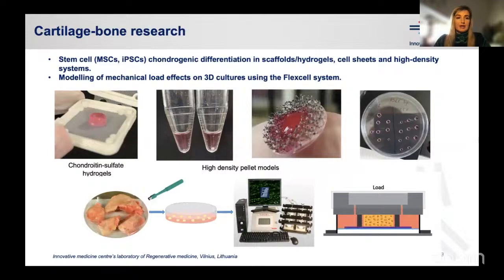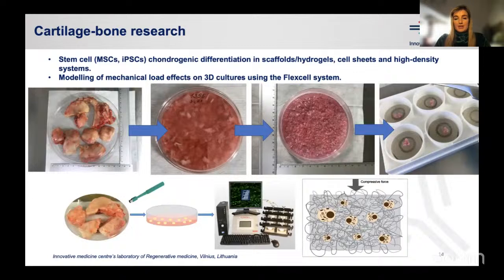So in our laboratory, we're working with stem cells, as I already mentioned, and we are applying different types of hydrogels and scaffolds. Here you can see the chondroitin sulfate-based scaffolds, the hydrogels that we were mixing together with cells and trying to stimulate their chondrogenic potential. And when applying the mechanical load, the cells actually produced collagen networks and other cartilage extracellular matrix proteins more frequently.